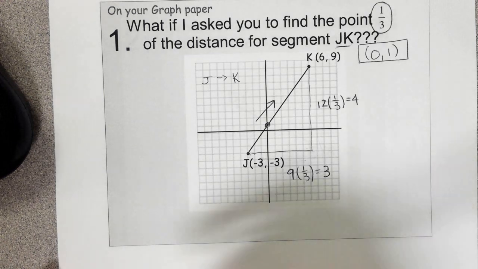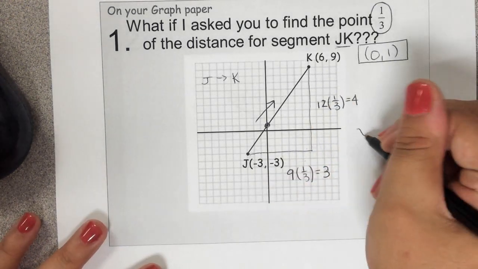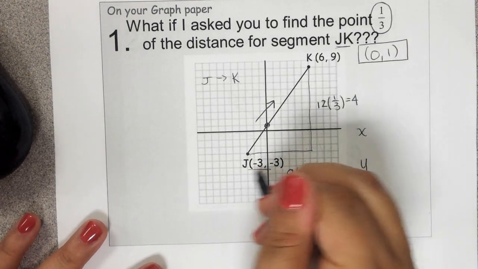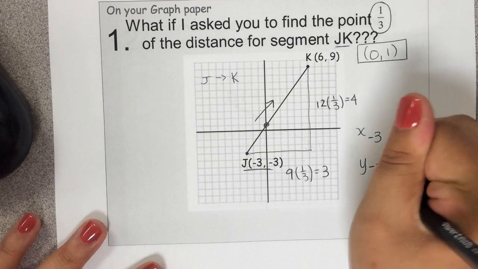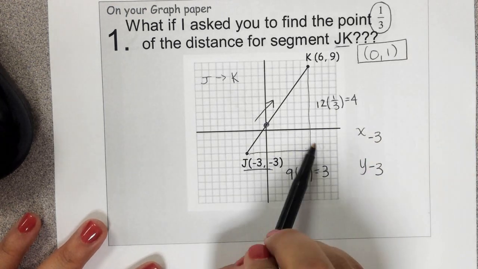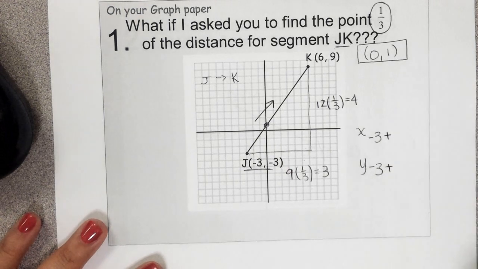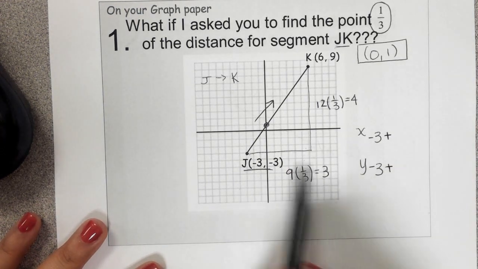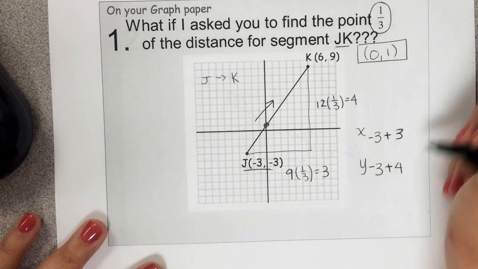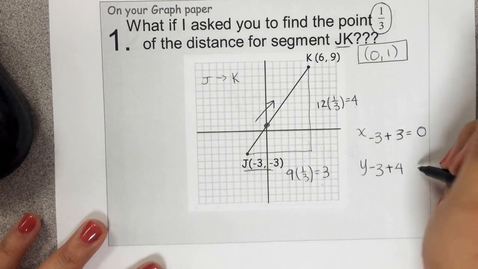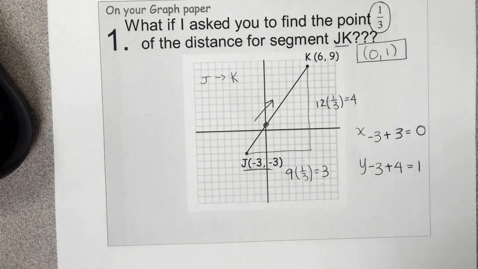Now, the way I showed you before, you can still do this way, but X, Y. I'm starting at J. J is at -3, -3. I'm going right and up, so right is positive, up is positive. And then right, I'm going 3, up, I'm going 4. So that gives me 0, 1, which is what we got up there. Either way you want to do this works.